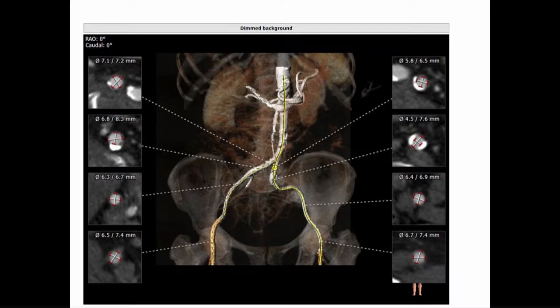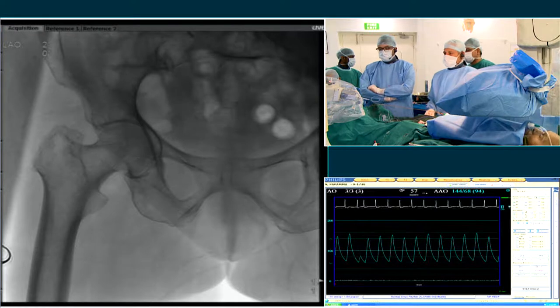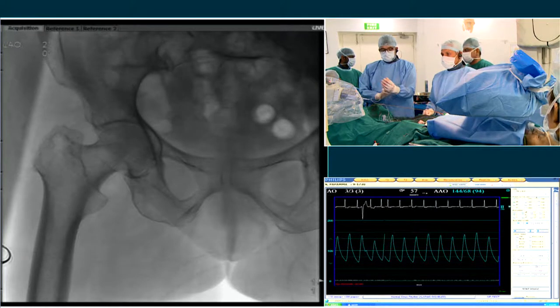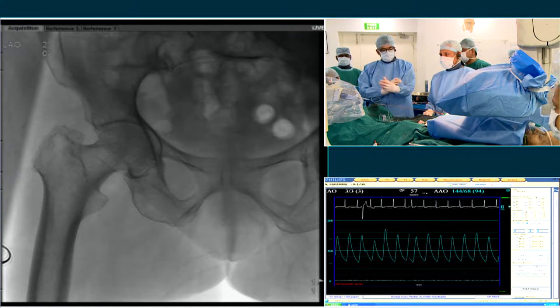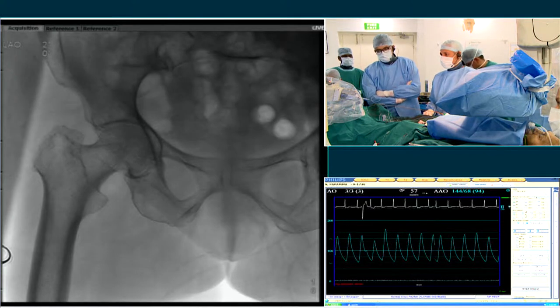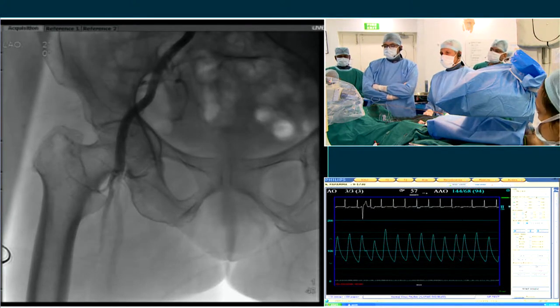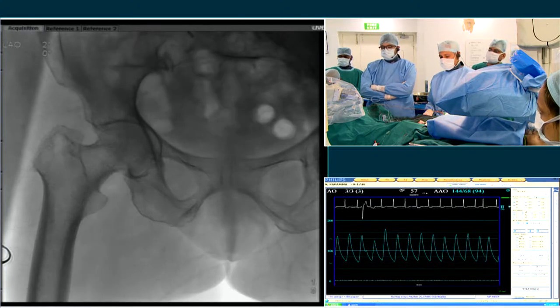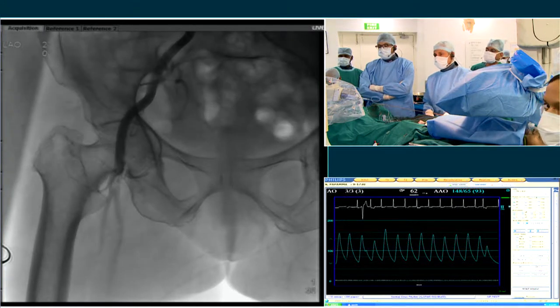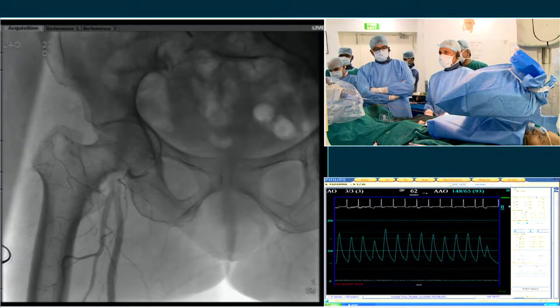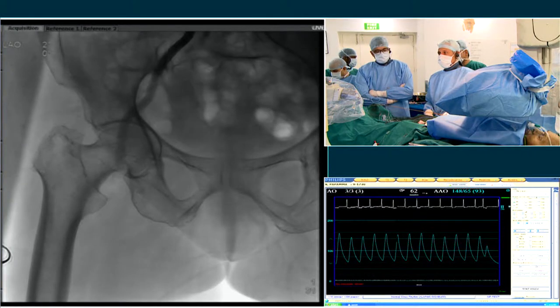Now, our plan today is to use a MyVal valve for this patient. Again, I have some experience, but not a ton. It's very similar to the Sapien 3 balloon expandable valve. It has bovine pericardial leaflets on a cobalt chromium stent, slightly different from the Sapien 3. The sizing is a little bit different.